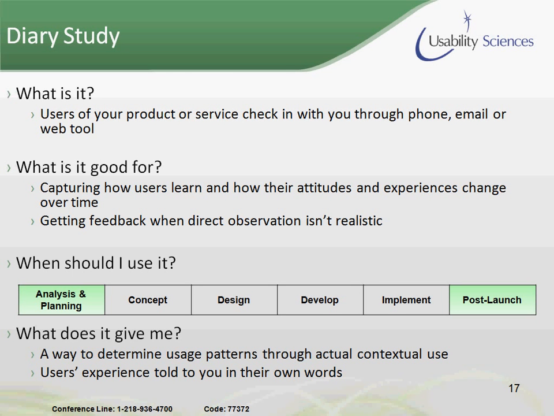And then you can discover, okay, well, it's going to take a week for them to get to an intermediate level, or it's going to take 6 months for them to get to an intermediate level. Is this appropriate? Is this reasonable? Those kinds of questions. This is also great for getting feedback when direct observation isn't realistic.